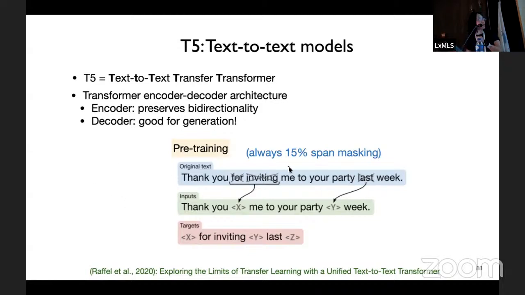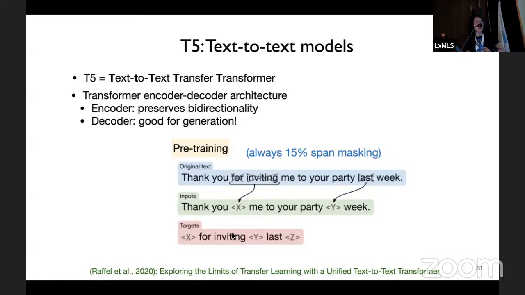And then after you mask out the words, you replace these masked words with unique identifiers like X and Y here. So these two words "for inviting" will be mapped to X. The word "last" will be mapped to Y. And the task is to predict the masked words, but in a sequential way. So if the input is "thank you X me to your party Y week", the output should be "X for inviting Y last Z". These special symbols X, Y, Z are just trying to differentiate different spans that have been masked out.